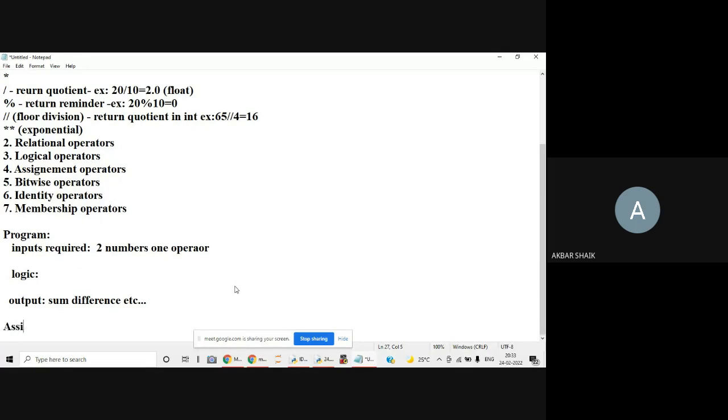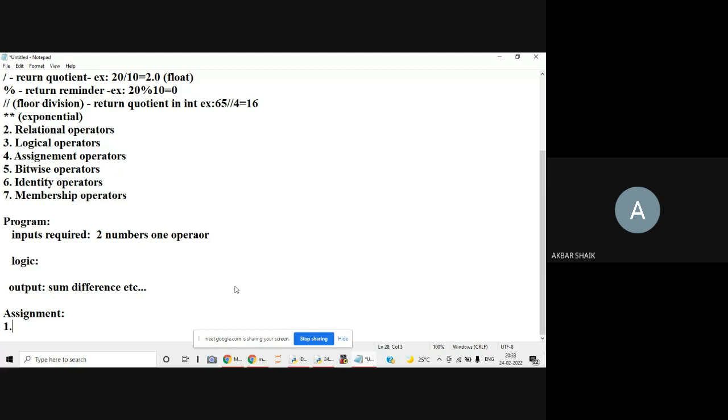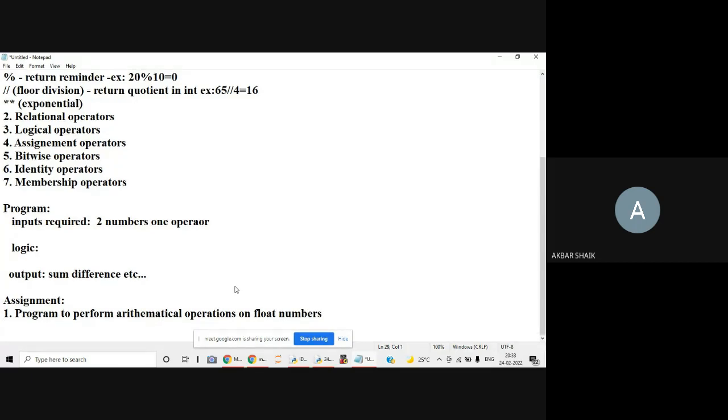Assignment question. Question is program to perform arithmetical operations on float numbers. Okay, so program to perform arithmetical operations on float numbers.